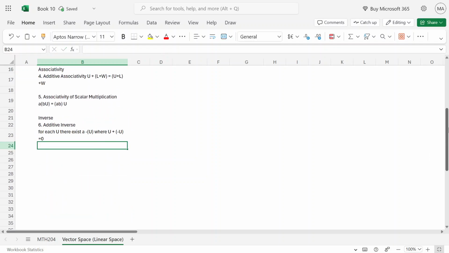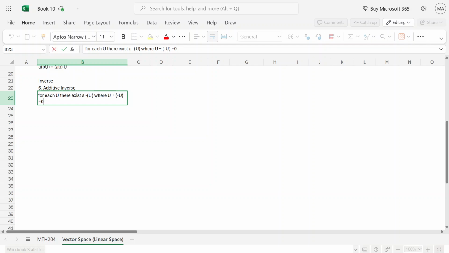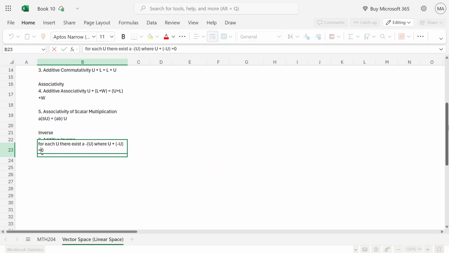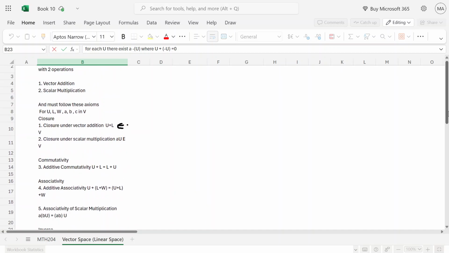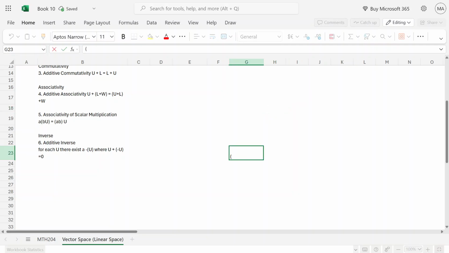We said for every u, this is our u here, and this 0 is not just any 0, it is a 0 vector, if you remember. So it is a 0 vector. So that is, everything in that vector will be equals to 0. Remember to put that arrow on top of it. So everything under it will be a vector. So if you want to prove this number 6 real quick, let's say we have 2, 3, 5.